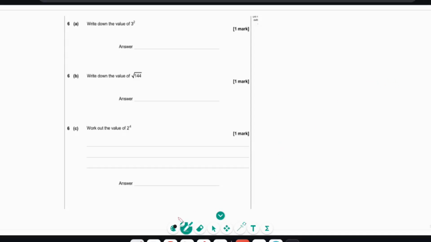Write down the value of 3 squared. So the power 2 means you're multiplying 3 by itself twice. 3 times 3 is 9. Write down the square root of 144. Well, what number multiplied by itself gives you 144? 10 squared, 10 times 10 is 100. 11 squared, 11 times 11 is 121. 12 squared, 12 times 12 is 144. The square root of 144 is 12.